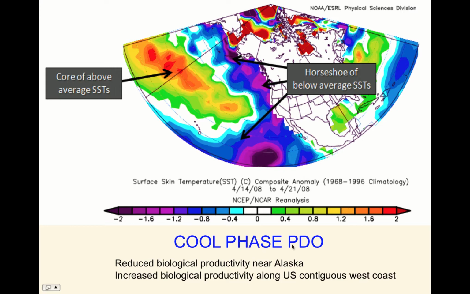Thing reverses during the cool phase, where it's relatively cool sea surface temperatures for 20 or 30 years along the coast of the contiguous US, good fishing. And also up here you get really high anomalous sea surface temperatures around Alaska, which kind of thwarts their fishing during the cool phase of the PDO.